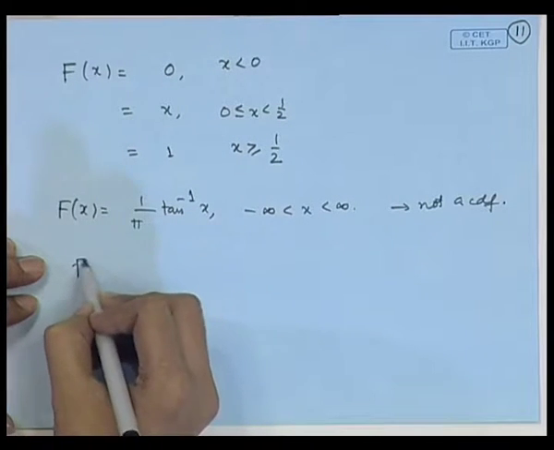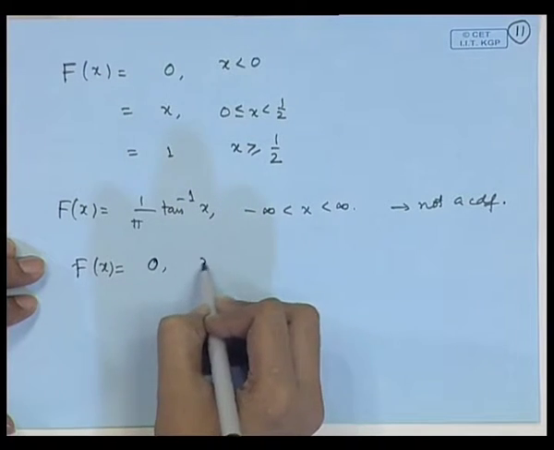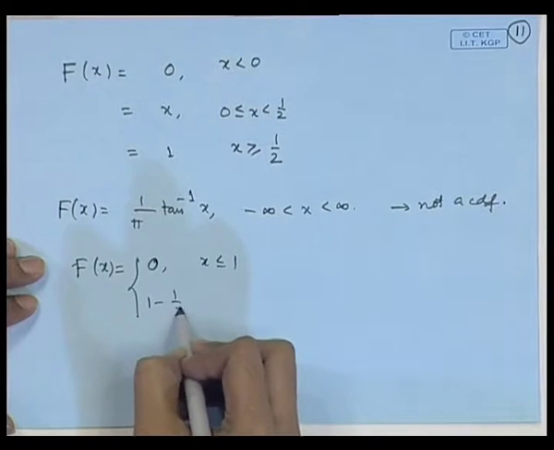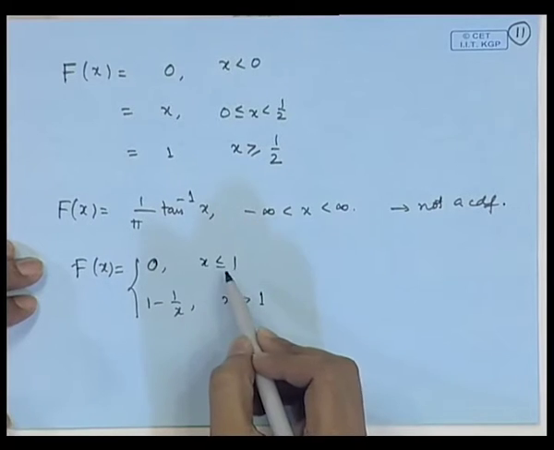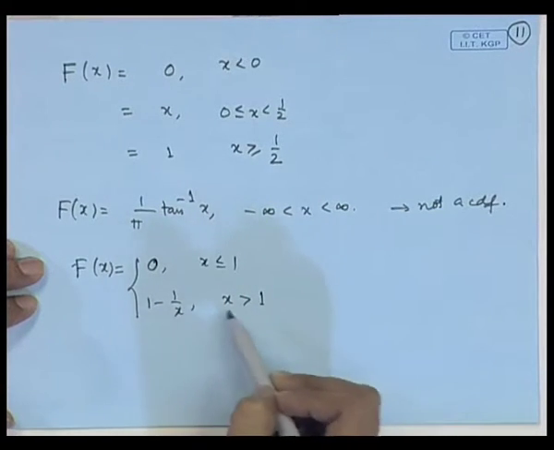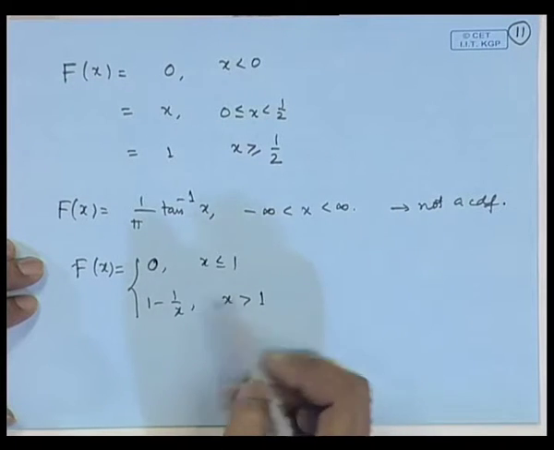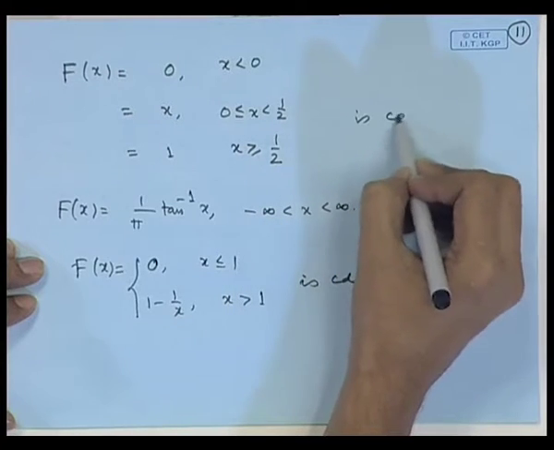If I consider say f(x) is equal to 0 for x less than or equal to 1, it is equal to 1 minus 1 by x for x greater than 1. Once again check the conditions, condition 1, 2, 3 they are satisfied. The limit as x tends to 1, the right hand limit is 0, the value at x equal to 1 is 0, therefore, it is a CDF.